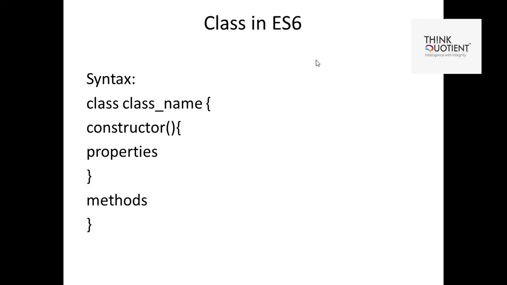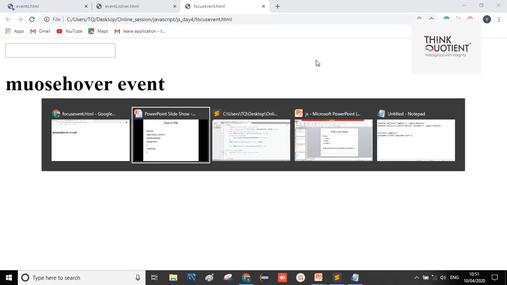But let's have a look at this class, because this is the new feature introduced in ES6. There are two ways to define classes in JavaScript: either class declaration or class expression. So this is the syntax we have. Now, instead of wasting time in discussion, I'll go back into the code and let's start with this class concept.